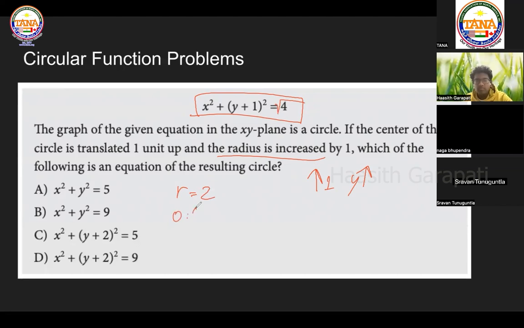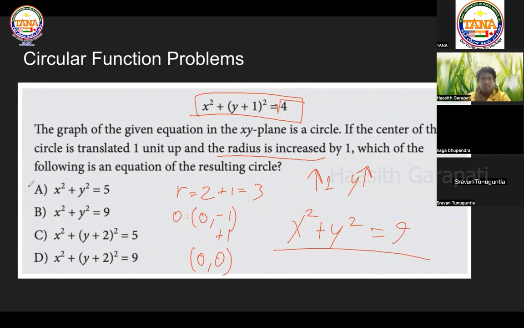And the origin is going to be 0, comma, -1. Now, if we increase the radius by 1, that's going to be equal to 3. And then if we translate the circle 1 unit up, that means that the y value is increasing by 1. We get a new origin of 0, comma, 0. So what equation does that give us? We can just leave it as x squared because it's just at the center, right? x squared plus y squared is equal to 9. Therefore, B is going to be the correct answer.